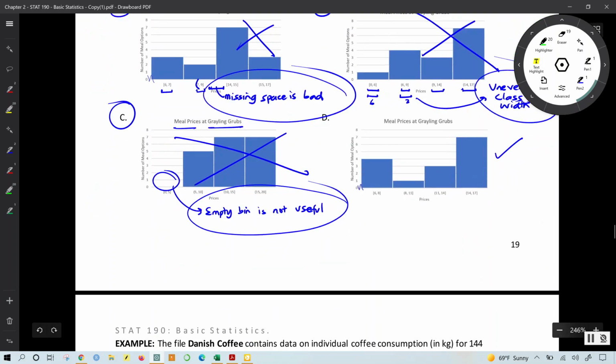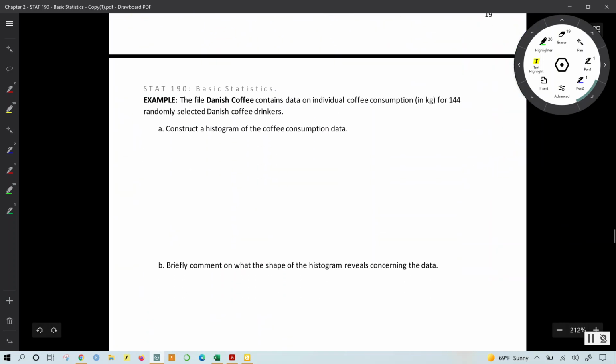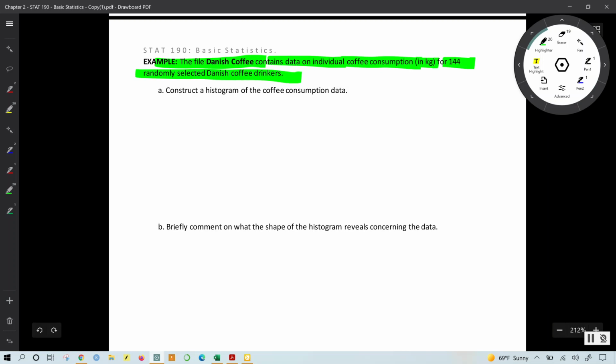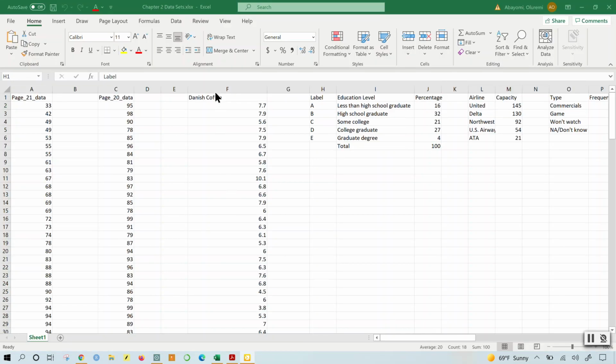So, with that, we proceed to how we graph a histogram ourselves. In this example, we're told that the file Danish coffee contains data on individual coffee consumption in kilograms per year for 144 randomly selected Danish coffee drinkers. We are to construct a histogram for this data. So let's go and see the data in our Excel file. So here on your screen is the data on Danish coffee.